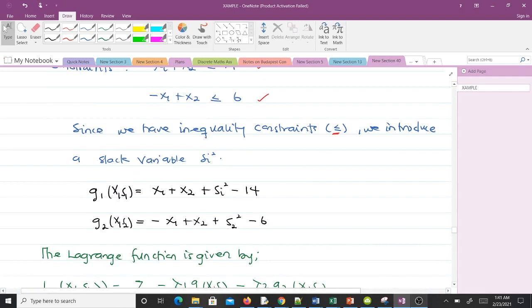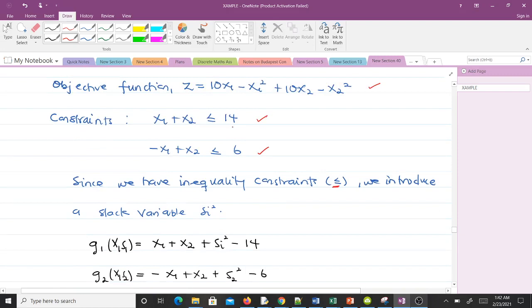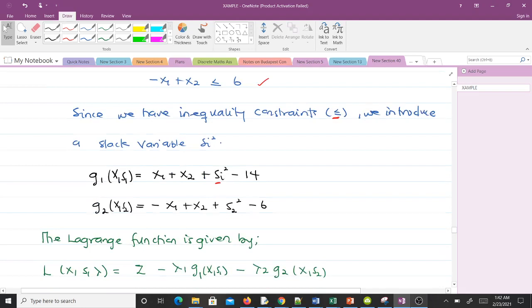So when we do that, we are now going to have the first constraint to be s1 plus s2 plus si squared minus 14. Minus 14 because we bring this one inside. Then this is the slack variable. Then the second one will give us minus s1 plus s2 plus the second slack variable, s2 squared minus 6. Okay, so now introducing the slack variables and converting our inequality constraints to equality constraints, we are going to have these.